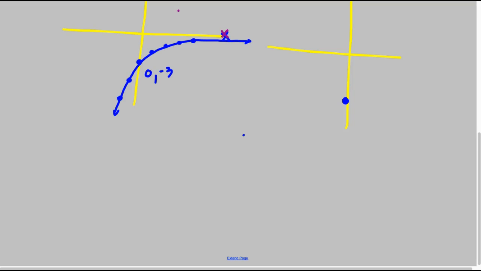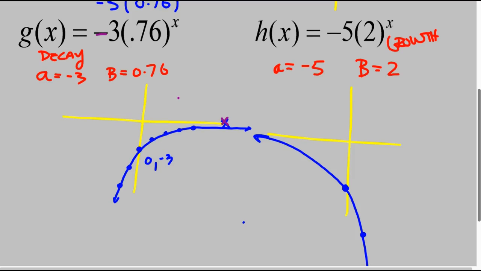When I put a 1 in, I'm going to get negative 5 times 2 to the 1, which is negative 10. So I'm going to be down here. So this one's going to go like this. Which hopefully makes sense, because exponential growth would have looked like that, and it's just reflected over the x, right? So this would be positive exponential growth, but if the initial amount is negative, then it flips it upside down.